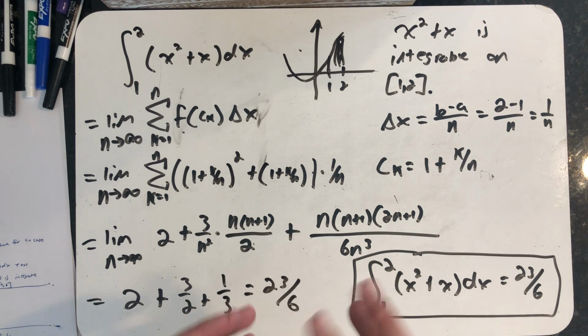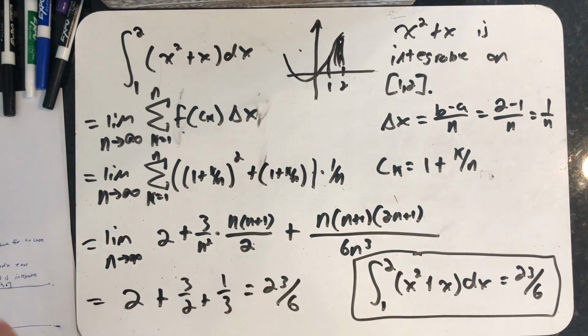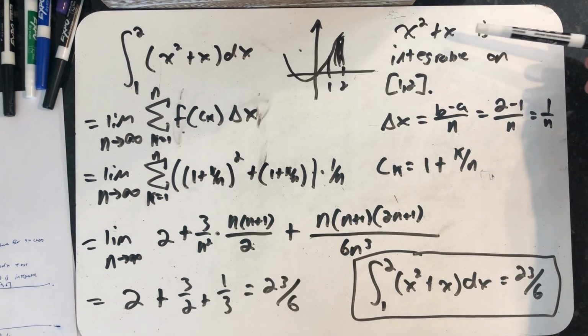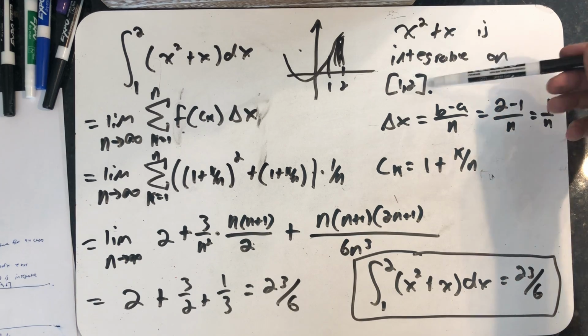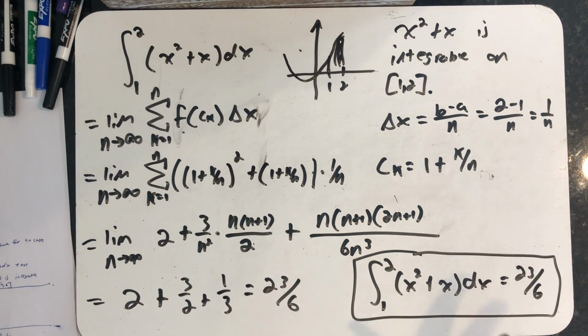Well, this is how you evaluate a definite integral using the definition of definite integral. Fortunately for us, there is another way of doing it that we'll study in section 5.4. Being able to do this hinges on the fact that this was an integrable function over [1, 2], so I could use whatever partition and whatever sample points I wanted to.